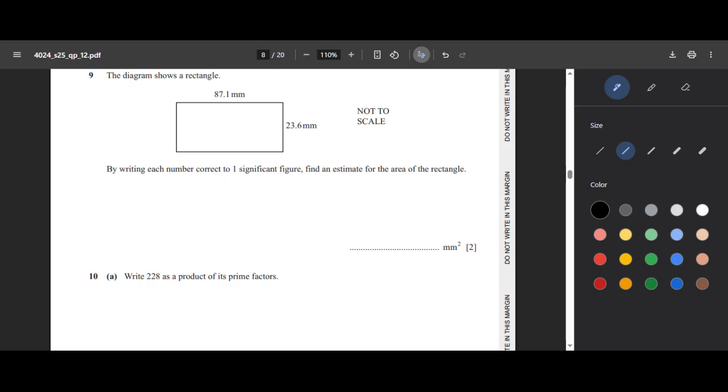Question 9. The diagram shows a rectangle, 87.1 meters and so on, by writing each number correct to one significant figure. If 87, this is 90, multiplied by 20 correct to one significant figure, so area will be 1800 millimeters square.